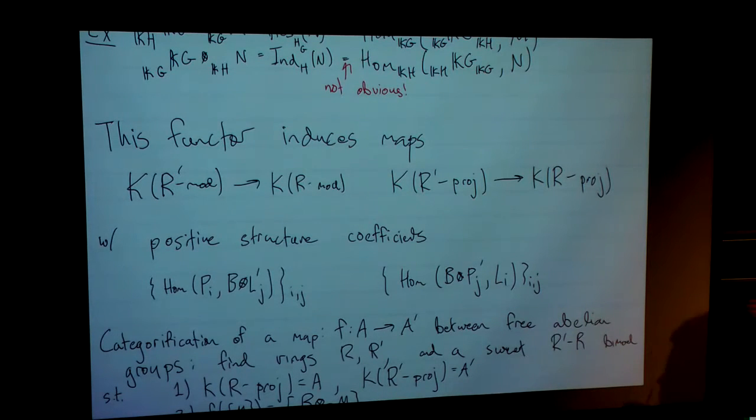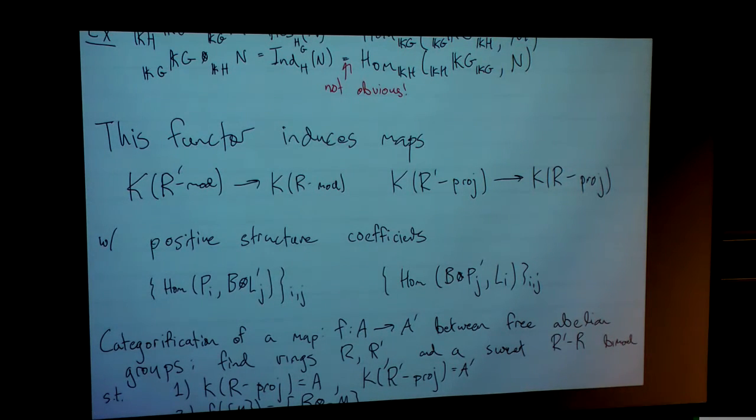Right. Okay, so because this functor is exact, it sends short exact sequences to short exact sequences, and it's going to induce a map on K groups from the K group of R prime modules to the K group of R modules. And similarly, because it sends projectives to projectives, it induces a map of K groups of the projectives. And these are going to have positive structural coefficients.